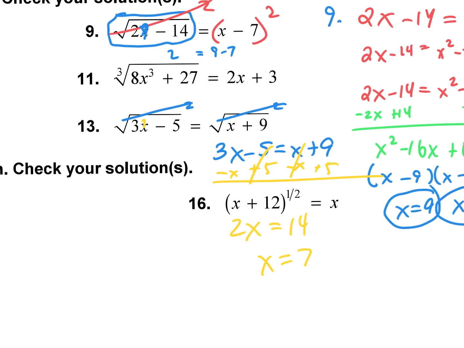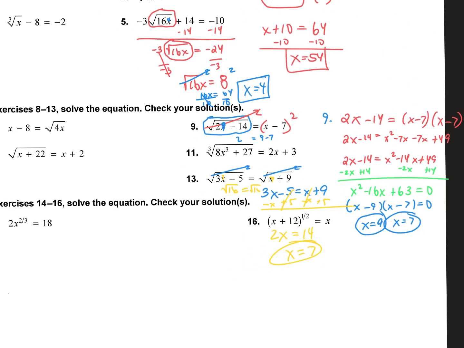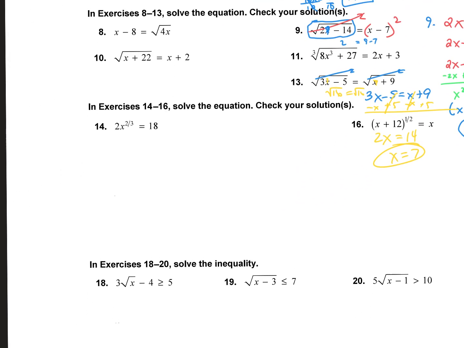Plug in 7 here and here. What's 3 times 7? 21 minus 5 is? How much? 16. So I have square root of 16. All right, now plug in 7 here. What's 7 plus 9? 16. So yes, it works. Good. Everybody all right?